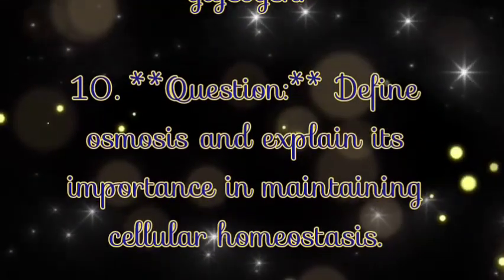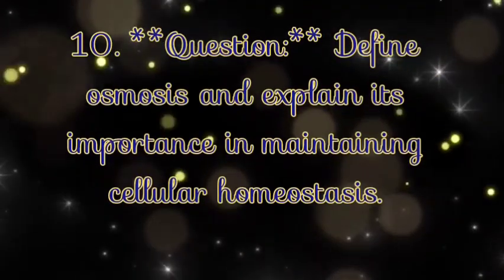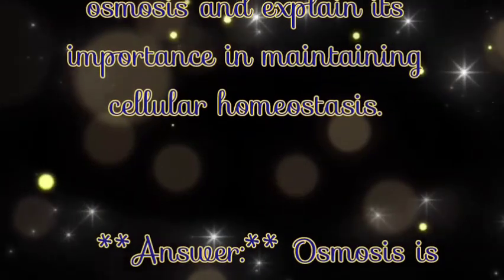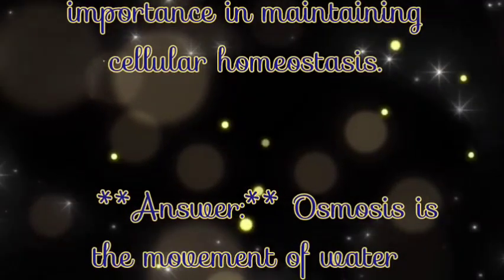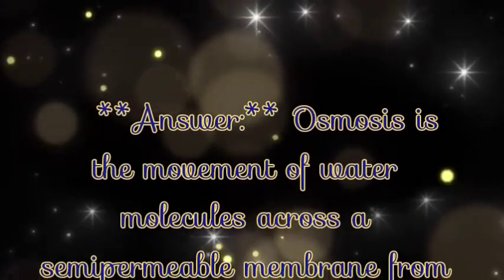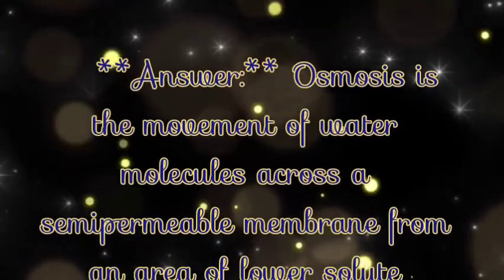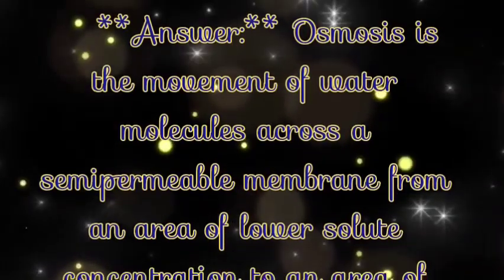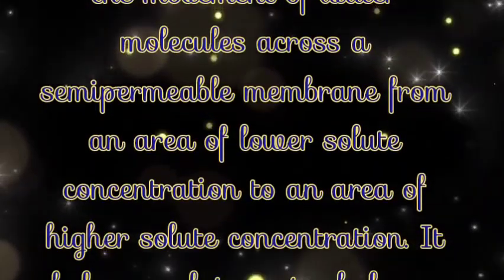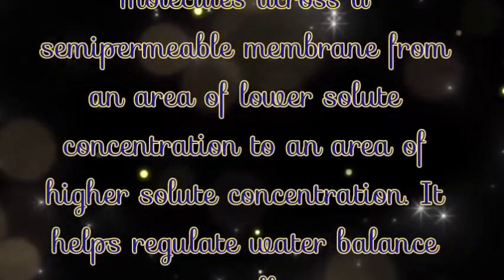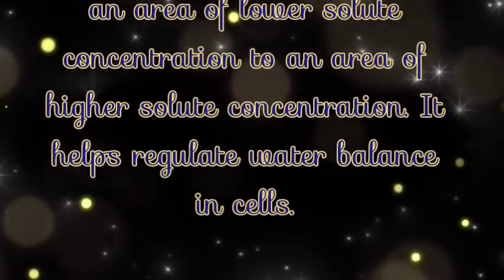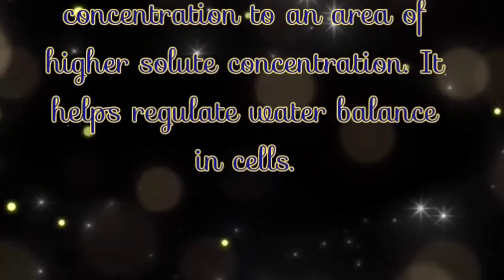Question number 10. Define osmosis and explain its importance in maintaining cellular homeostasis. Answer: Osmosis is the movement of water molecules across a semi-permeable membrane from an area of lower solute concentration to an area of higher solute concentration. It helps regulate water balance in cells.